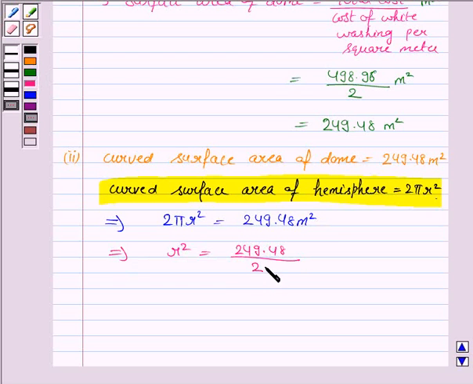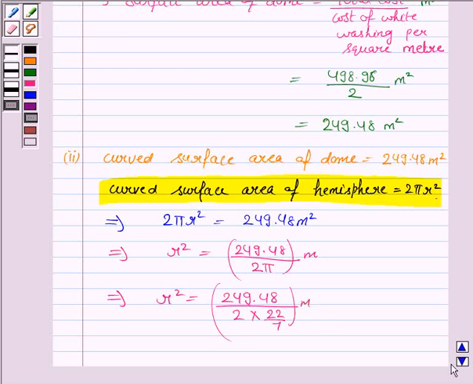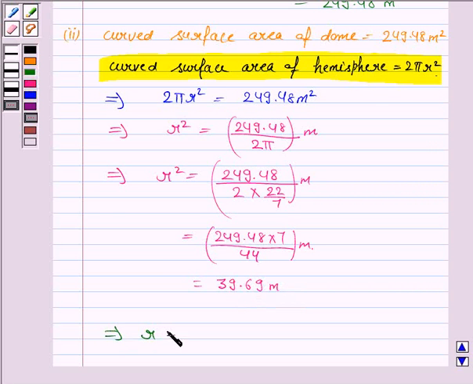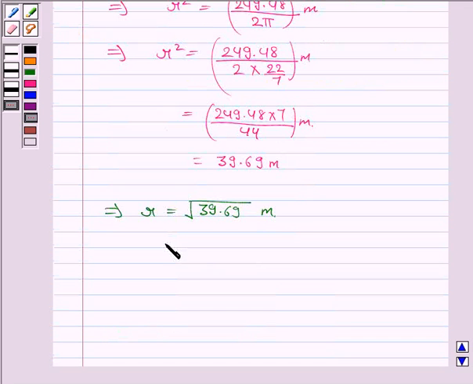249.48 upon 2 pi, and this implies r square is equal to 249.48 upon 2 into pi, which is 22 upon 7, that is equal to 249.48 into 7 upon 44, which is equal to 39.69 meter square. So this implies r is equal to under the root of 39.69 meter square, which is equal to 6.3 meter.